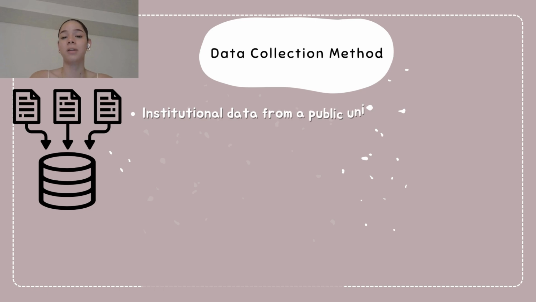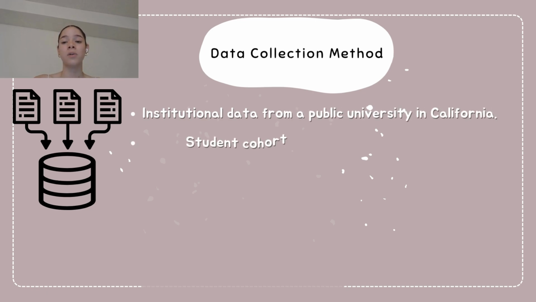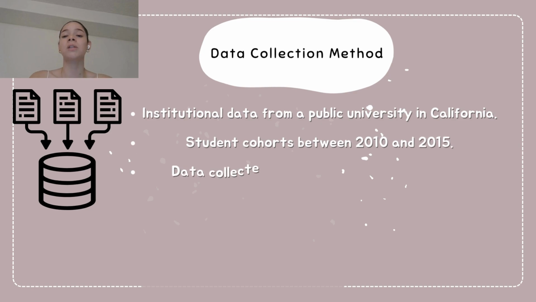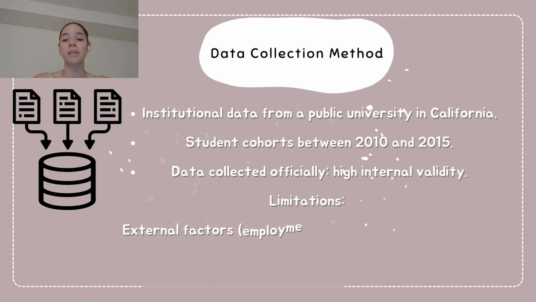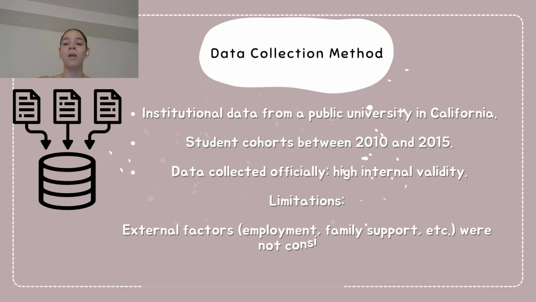Data collection method. Now, let's get started with the research. The author uses national data, that is, official records from a public university in Southern California. These data were collected between 2010 and 2015, spanning several cohorts of students. This is a major methodological advantage since it's working with real records and not surveys or opinions. It reduces the margin of error and avoids subjective bias.